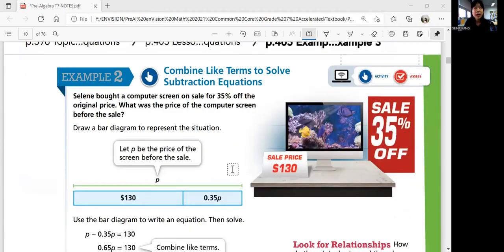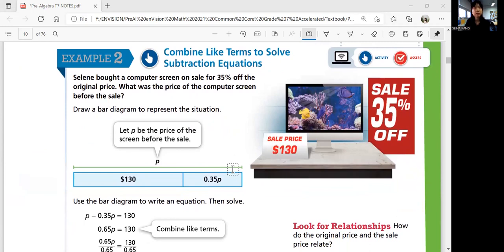Example 2. Combine like terms to solve subtraction equations. Celine bought a computer screen on sale for 35% off the original price. What was the price of the computer screen before the sale? Do you guys remember the part and the whole equation we did last topic? Yeah, so P is the whole here, right? P is the price of the screen before the sale. And then we took 35% off to get $130 after the sale.